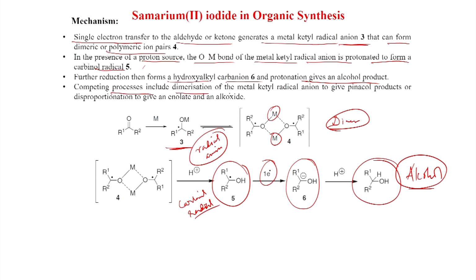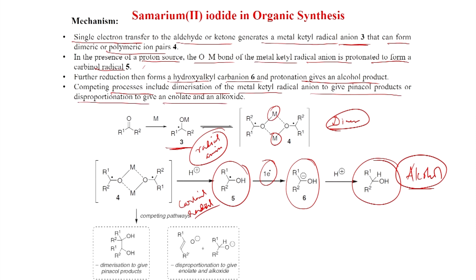Competing processes include dimerization of the metal ketyl radical anion to give pinacol products, or disproportionation to give an enolate and alkoxide. So that is also possible. We will see later the competing pathways, that is the pinacol formation. So this is pinacol, because this radical can dimerize easily. Also it can generate enolates and alkoxide by disproportionation. So that is also possible from this dimer, that one goes to the enolate, another goes to the alkoxide.